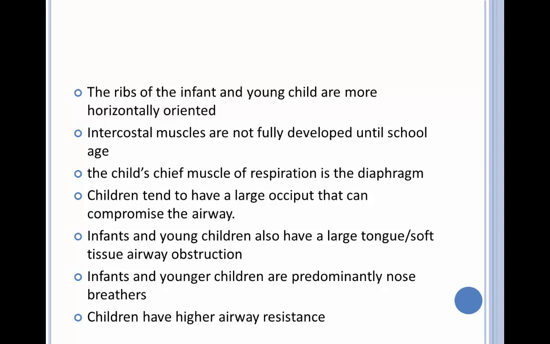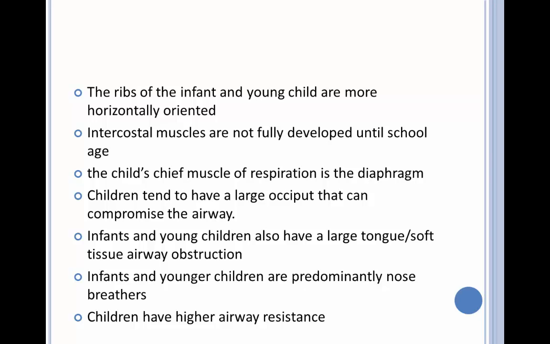Children tend to have a large occiput that can compromise the airway. So if you put the child or the neonate on the examining table in a flexed position, this could obstruct the airway. So always try, in that particular age group, to place a small roll behind the shoulders to maintain airway neutrality. The common sniffing position works very well for adolescents and adults.